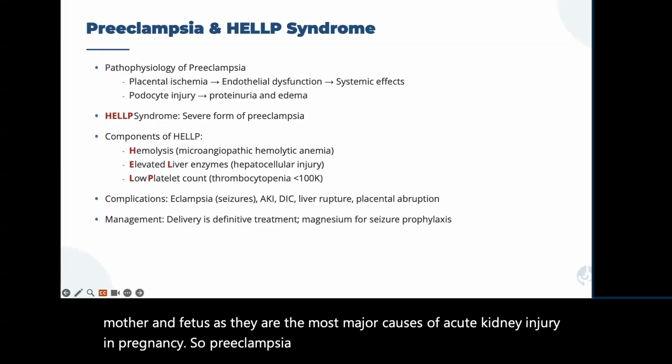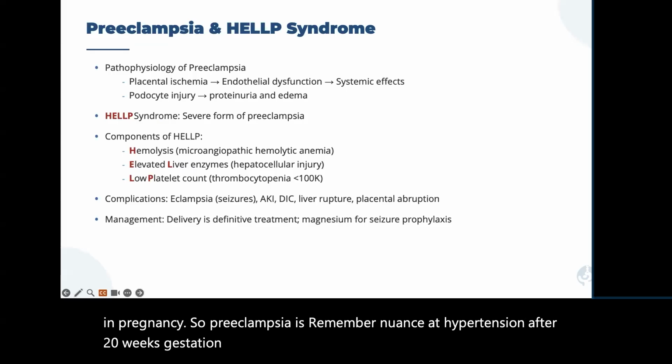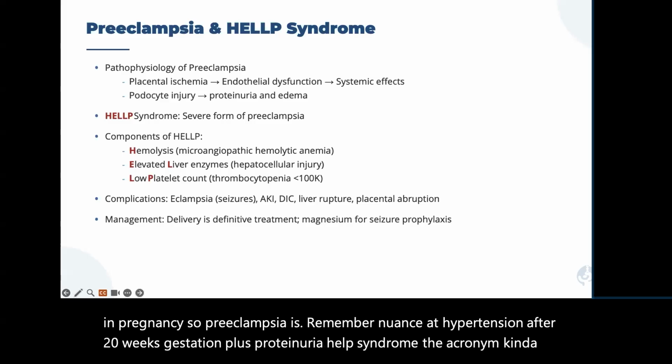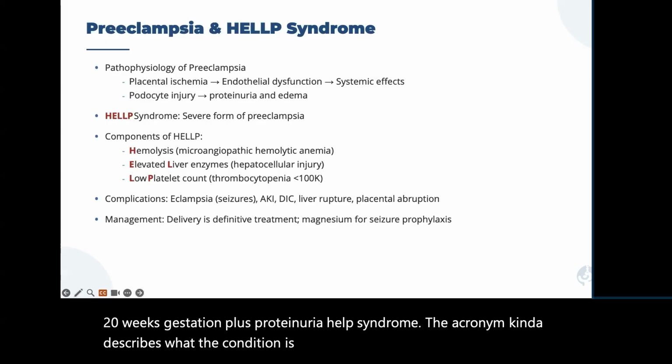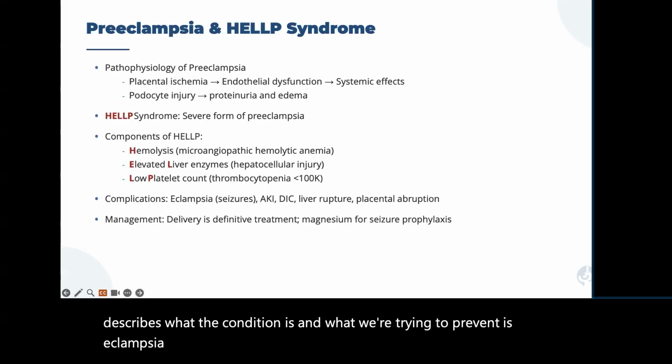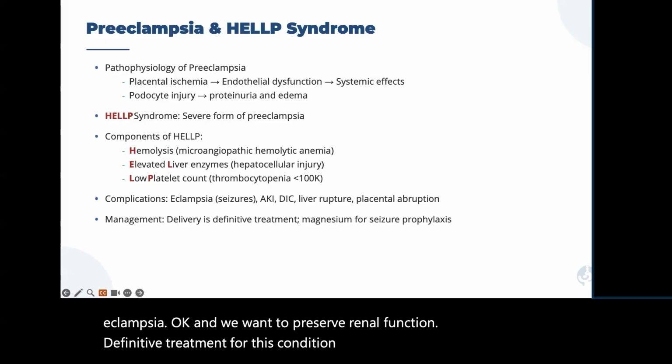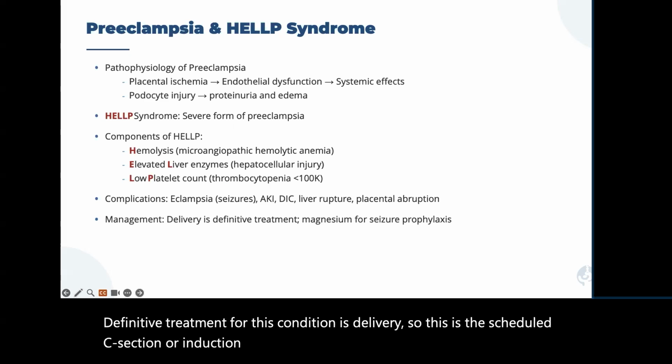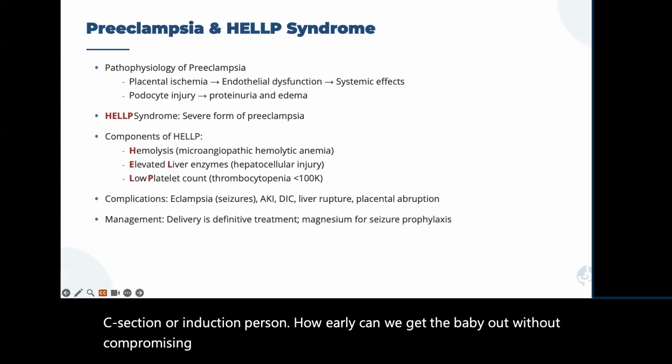Preeclampsia is, remember, new onset hypertension after 20 weeks gestation plus proteinuria. HELLP syndrome, the acronym kind of describes what the condition is, and what we're trying to prevent is eclampsia, okay? And we want to preserve renal function. Definitive treatment for this condition is delivery. So this is the scheduled C-section and/or induction person. How early can we get the baby out without compromising both mom and baby?